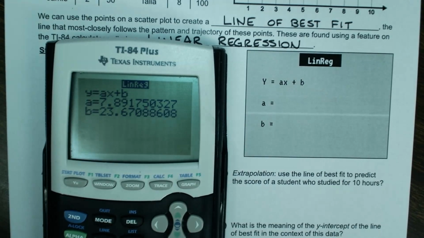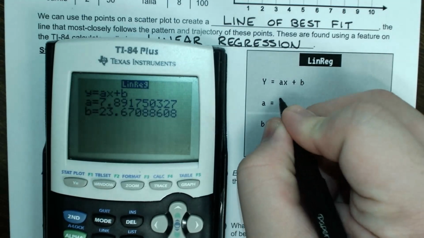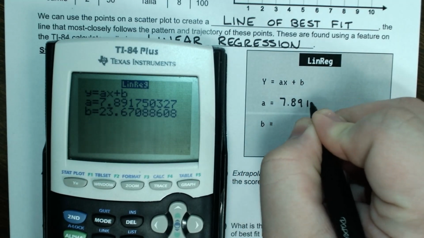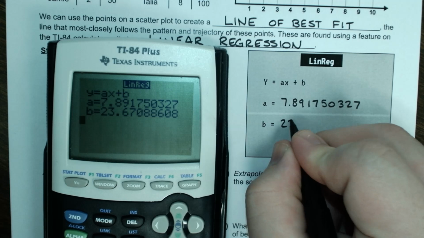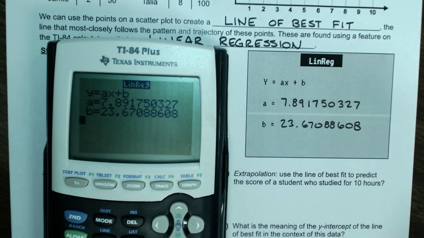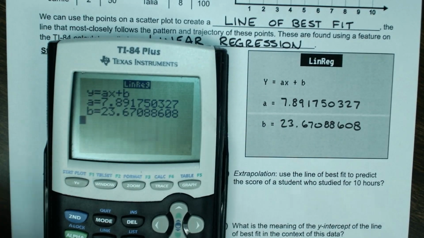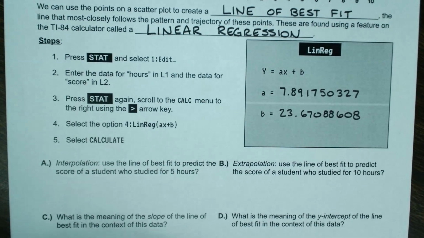So when you get to this screen, you're not going to write these numbers down every time, but I do want to write them down just once. We get A equals 7.891750327. B is 23.670888608. What these two numbers are trying to give us is the equation of a line in the form of y equals mx plus b that follows these points.